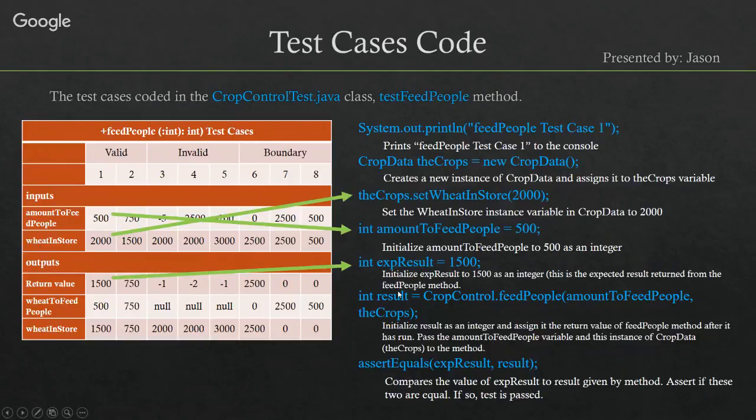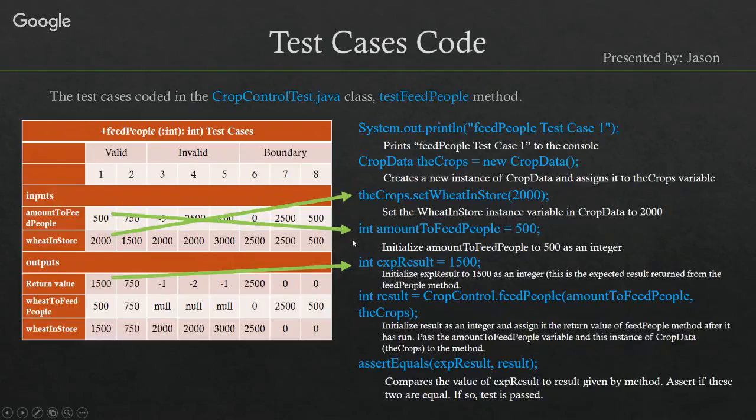Integer result, this result is going to be the return value we get from the feed people method. And we're sending it the amount to feed people, which is going to be 500, and we're sending it our instance of the crops, or crop data, excuse me. Then our assert equals, again, we evaluate what the expected result is and what the actual result is after running the method and feeding it all this information. If it's true, then we get a test passed. If it's false, we get a 0.